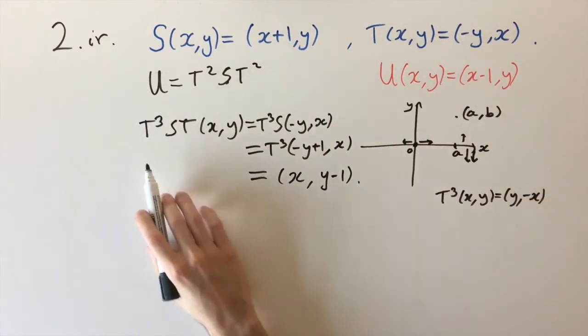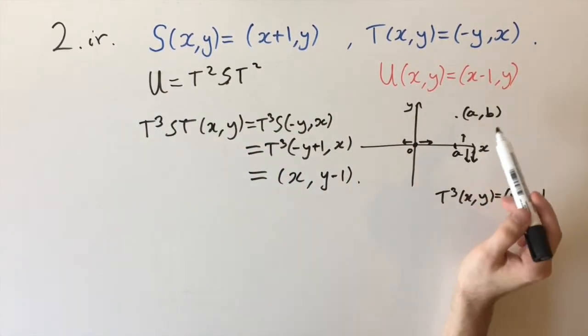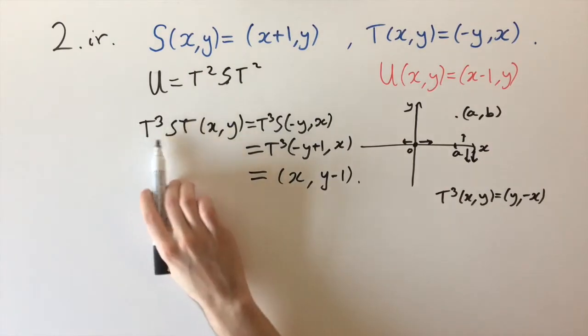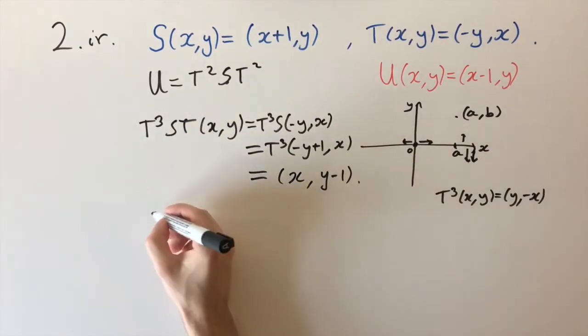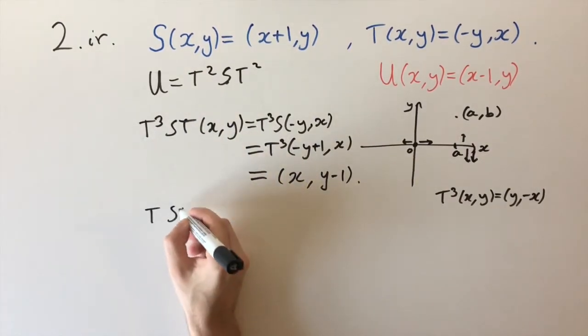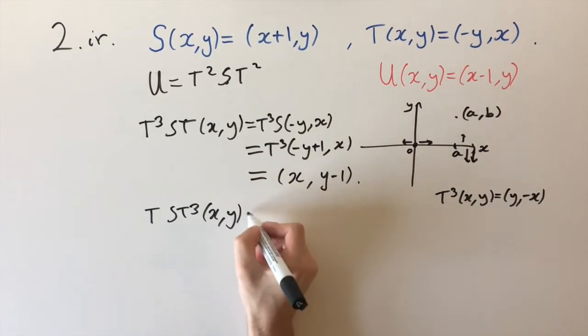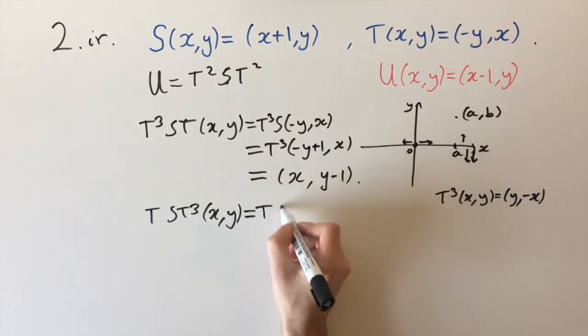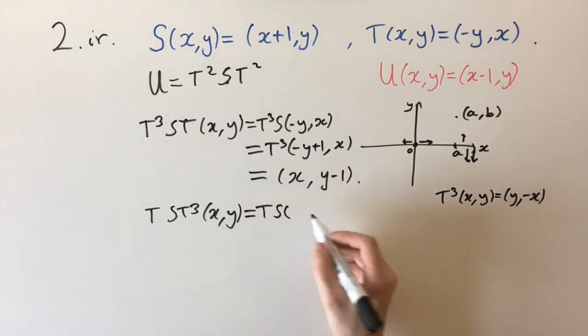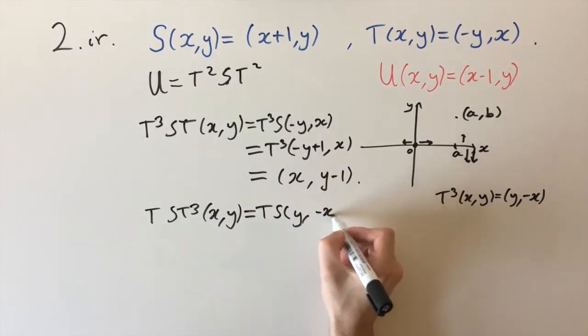So the last thing to do is we need a way to go up as well, in case b is positive. So let's try the last combination we haven't tried, which is t s t cubed. And then if we apply this to x, y, let's just do the calculations. t s t cubed over here is given by y, minus x.